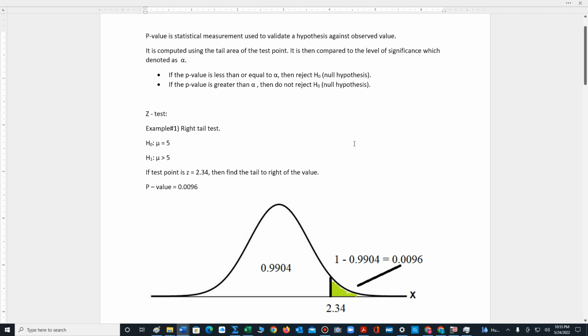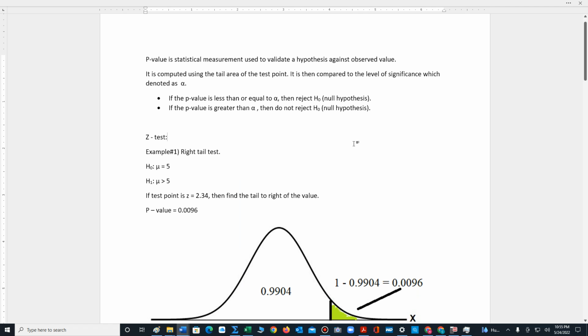This video will demonstrate how to compute p-values for the z-test using a standard table. A quick definition for a p-value: it's a statistical measurement used to validate a hypothesis against an observed value. We typically compute the p-value using the tail area of a test point. It is then compared to the level of significance, which is denoted as alpha.